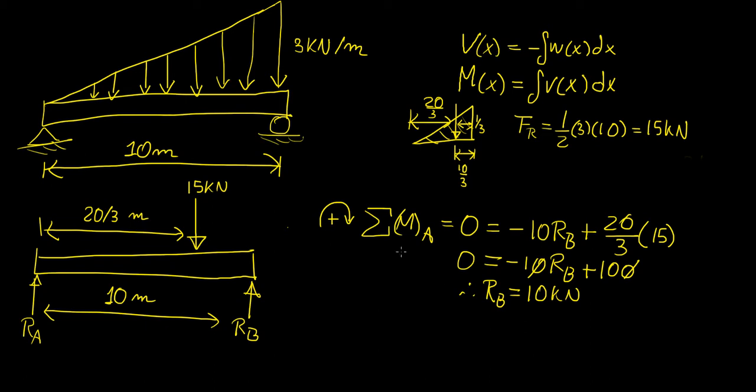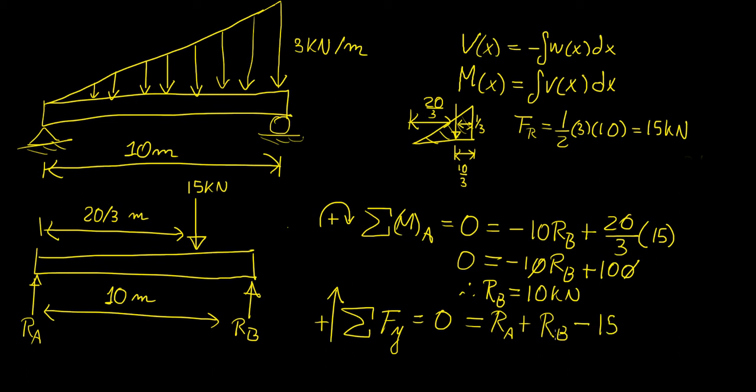And then the next thing is going to be, we're going to do the sum of the forces in the y direction. But you can already figure out that it's just going to be 5 kilonewtons for this one, because those two need to add up to 15 kilonewtons. So in this case, we just have RA plus RB minus 15. Now we know this is 10, so that's going to be RA is equal to 5 kilonewtons.